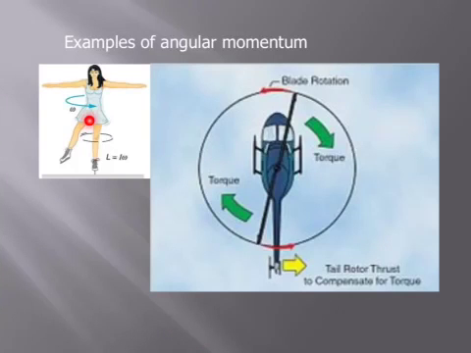Here we have two examples of angular momentum. This girl here is spinning herself around on one skate. Here we have a helicopter, and this is the tail rotor to compensate for the torque produced by the big rotor. Otherwise, the body of the helicopter will rotate the other way, equal and opposite.